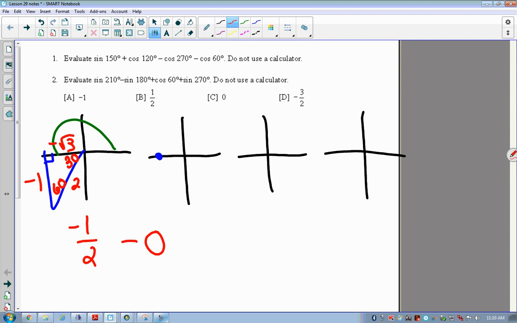Cosine of 60. Well, we've been there before. Right here, we got 60. This guy is a 1, this guy's a radical 3, this guy's a 2. And so we want adjacent over hypotenuse. What am I getting there?